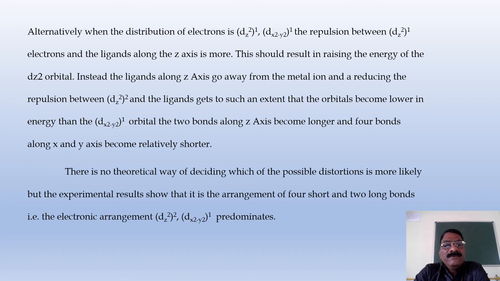There is no theoretical way of deciding which of the possible distortions is more likely, but the experimental results show that the arrangement of four short and two long bonds, that is the electronic arrangement dz square 2, dx square minus y square 1, predominates.